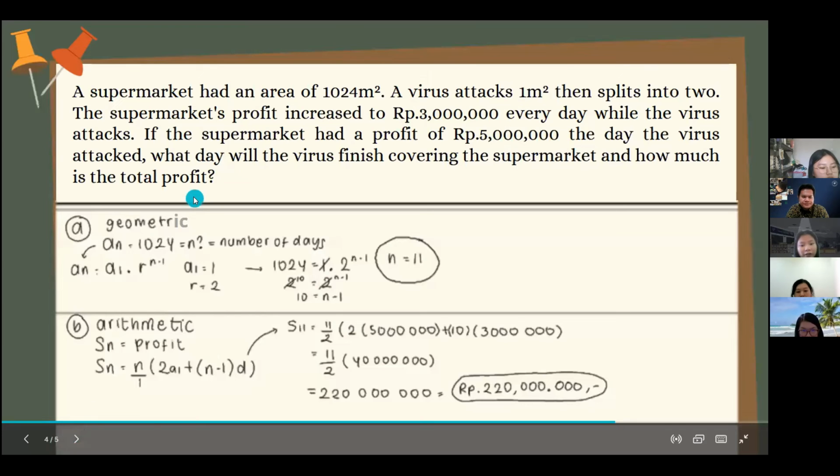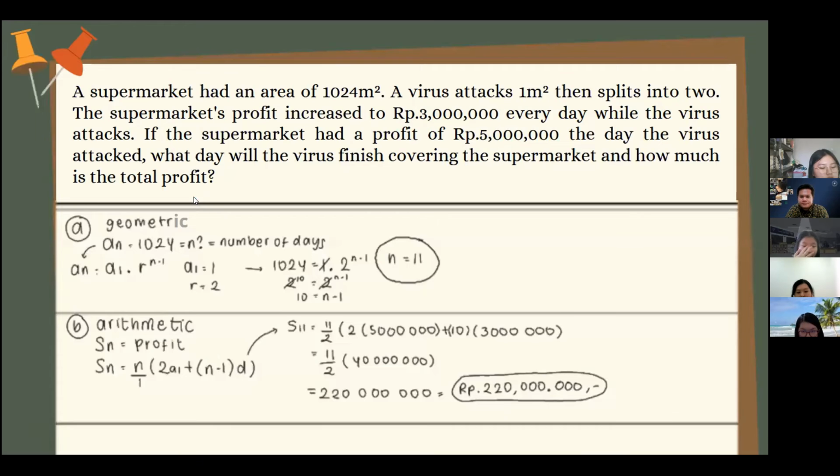The last question is arithmetic and also geometric. A supermarket had an area of 1024 square meters, and a virus attacked 1 square meter that splits into 2. The supermarket's profit increased by 3 million every day while the virus attacks. If the supermarket had a profit of 5 million rupiah the day the virus attacked, what day will the virus finish covering the supermarket? And the total profit. So there are two questions in this last question.